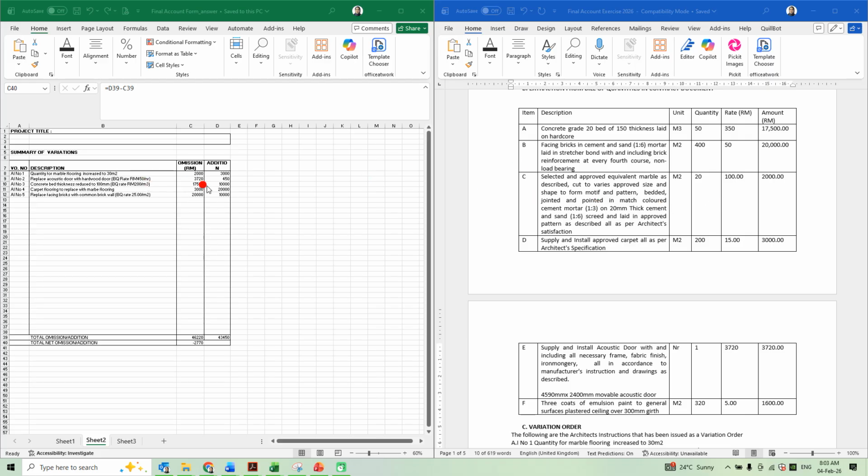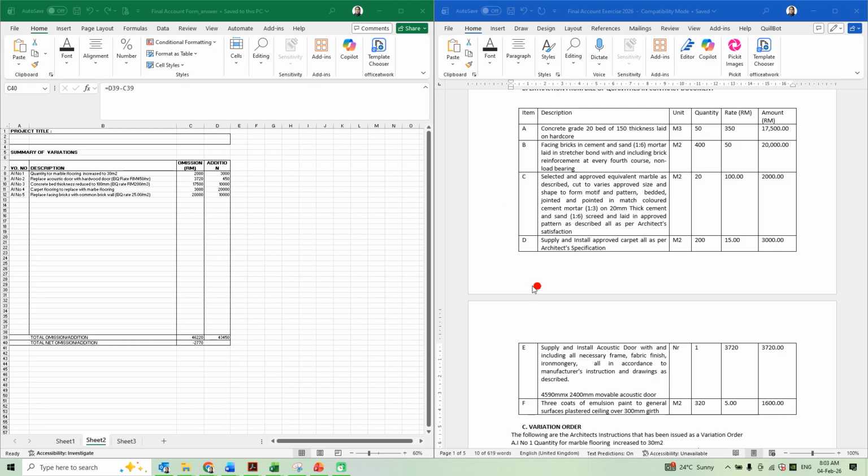So you put in 2,000 and 20 meters square. So if you look at this one, 30 meters square, that's the new quantity, multiplied by 100. Then 30 meters square multiplied by 100, so you will get 3,000.